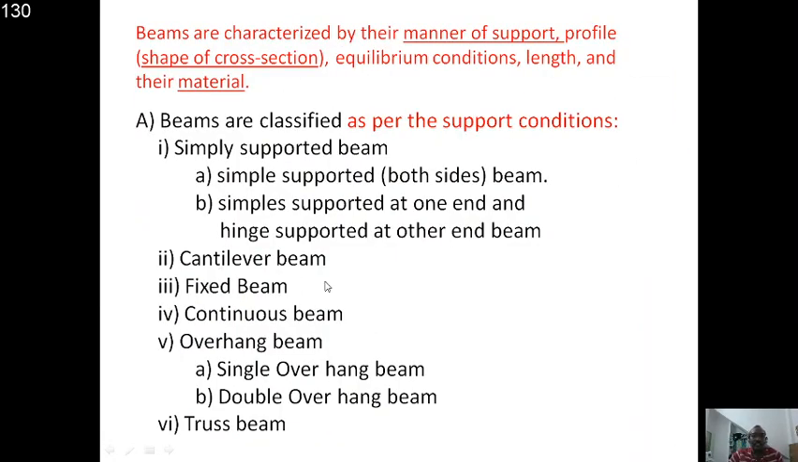Coming to the cantilever beam, a cantilever beam has a fixed support on one side and a free end on the other. Repeating, one side is a fixed support and one side is a free end. What is meant by free end? That means there is no support at that end. If we mention free end, it means that end has no support.